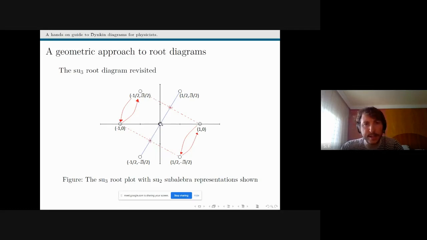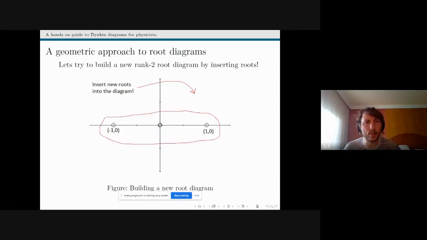So this is quite a powerful fact, right? And so what we want to do is see if we can use this observation to build new root plots. In other words, let's try to build a new rank 2 root diagram by inserting roots. So here's the recipe.